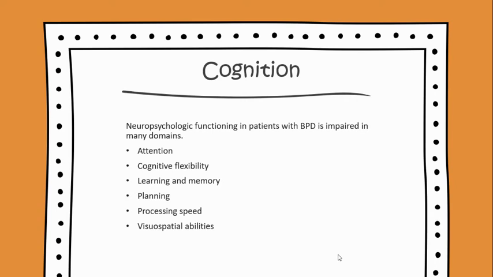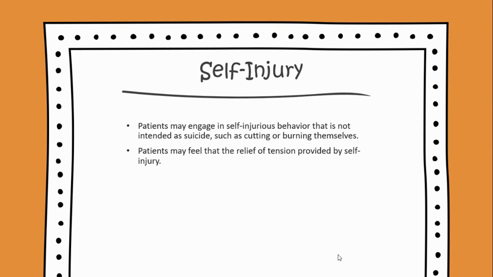Cognition. Neuropsychologic functioning in patients with BPD is impaired in many domains: attention, cognitive flexibility, learning and memory, planning, processing speeds, or visual spatial abilities. Self injury. Patients may engage in self injurious behavior that is not intended as suicide, such as cutting or burning themselves. Patients may feel relief of tension provided by self injury.